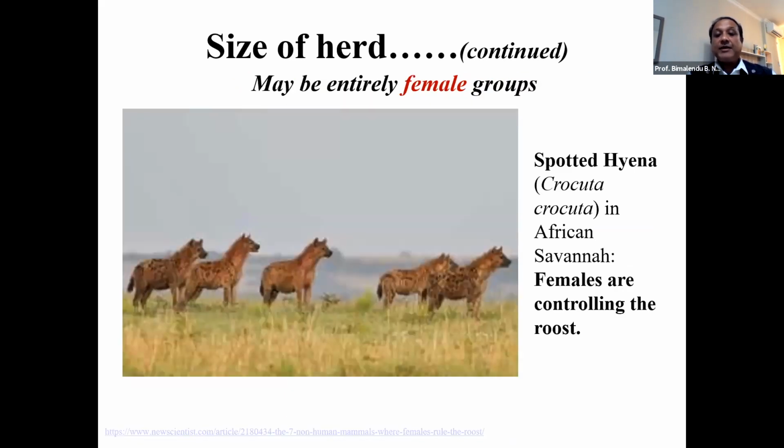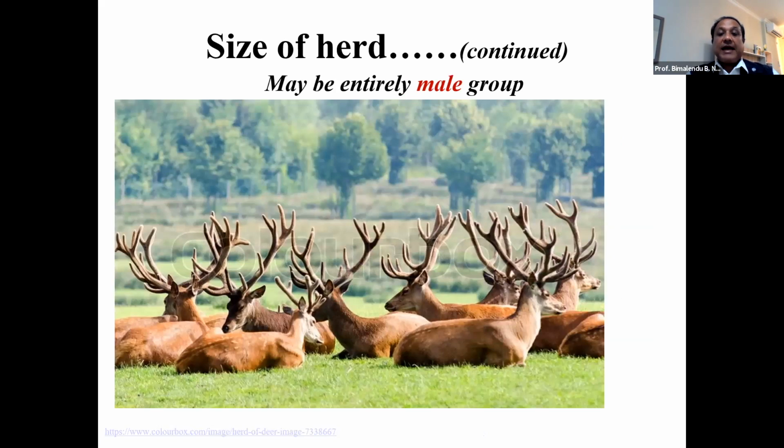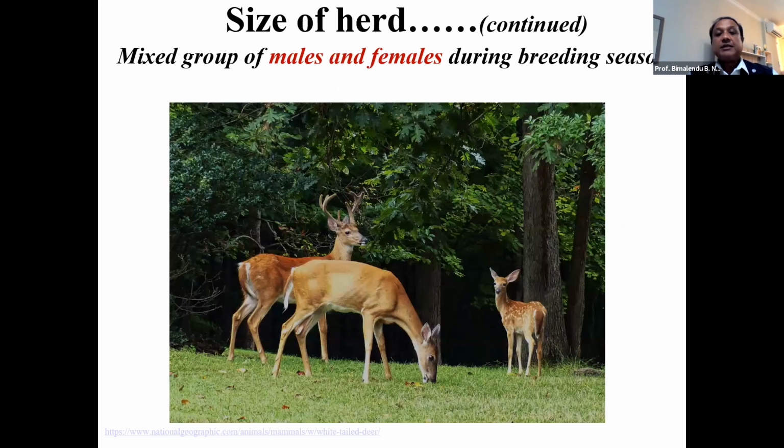Sometimes it may be entirely female groups, like spotted hyena, Crocuta, in the African savanna. Females are controlling the roost. That is very common. So entirely female groups can also be found, and female deer make a group in the non-breeding season. So they have a very interesting scenario, where there are all male groups and all female groups, and during the reproductive or breeding season, they come together. You can see here the entirely male groups. This is quite a common deer population. And during the breeding season, they come together, males and females intermingle.